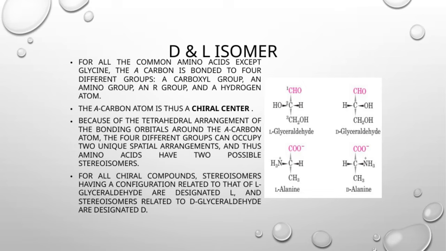In stereochemistry, for all chiral compounds, the stereoisomers are classified as either L or D. This designation relates to the configuration of the molecule compared to glyceraldehyde, a simple sugar. If the stereoisomer's configuration is similar to that of L-glyceraldehyde, we call it an L-amino acid. Conversely, if it resembles D-glyceraldehyde, it's a D-amino acid.